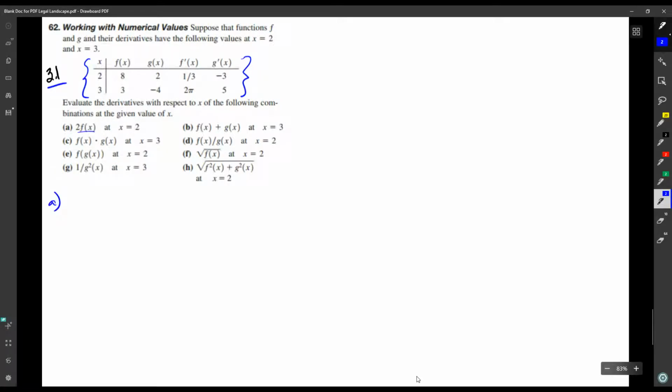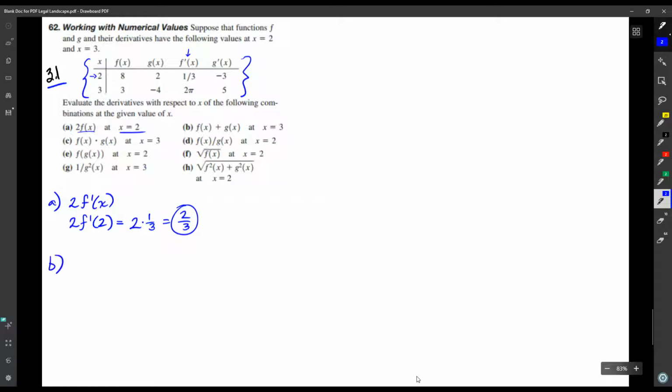We have the function 2f of x, and we want to evaluate at x equals 2. So first, let's differentiate 2f of x. 2 is a scalar multiplier, so the derivative is 2f prime of x. We want to evaluate that at x equals 2, so we're after 2f prime of 2. So that's going to be 2 times, and we'll grab f prime of 2 from the table. We look at the table where we have f prime of x and where we have a 2, and we find where the row and the column meet. We get 1/3 there. So this is 2 times 1/3 for a final answer of 2/3.